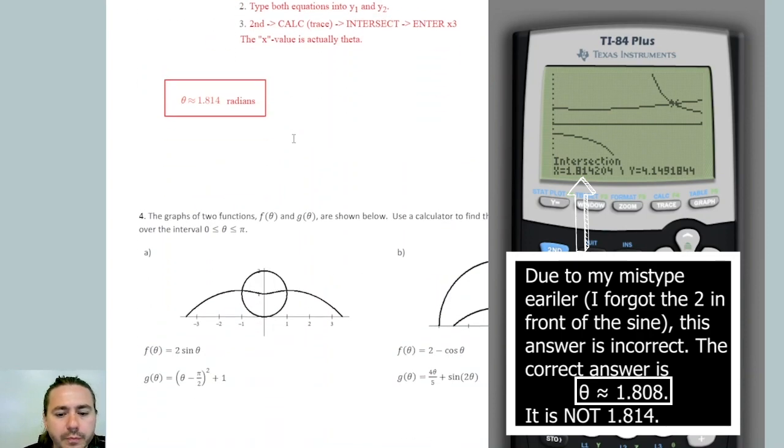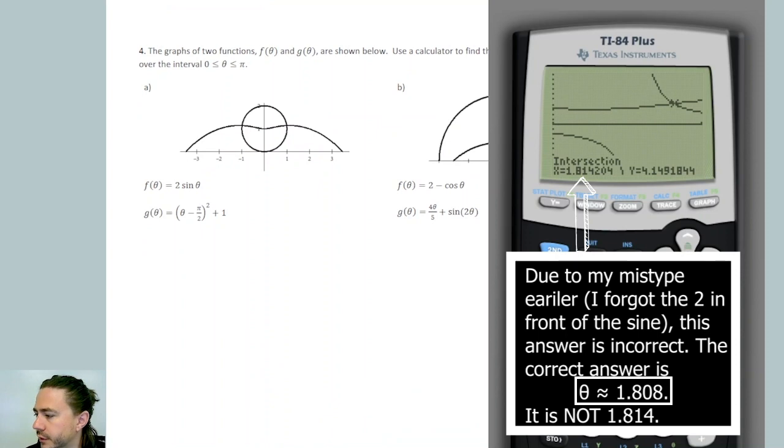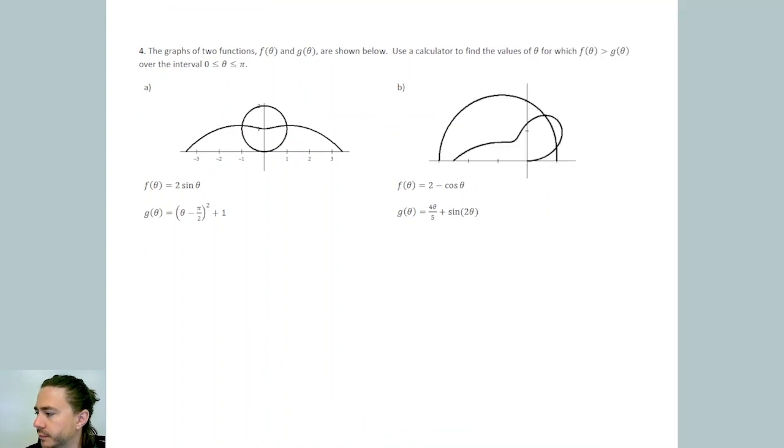Okay, number 4. Looks like number 4 is a two-parter. Let's get rid of this calculator for right now. Okay, it says the graphs of two functions f and g are shown below. Use a calculator to find the values of theta for where f is greater than g. We'll talk about exactly what that means over the interval 0 to pi.